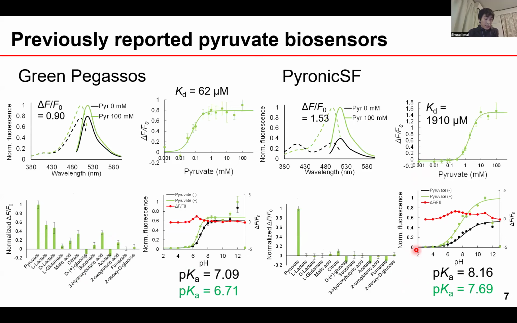Actually, two single FP-based green pyruvate biosensors called Green Pegasus and Pyronic SF had previously been reported, and we also characterized their performance and directly compared them with Green Pi 1. As a result, their fluorescence changes were much smaller, just ΔF/F0 of around one-fold, and their selectivity was lower. In addition, only a single variant with a fixed KD value was reported for each sensor, limiting their applications. So collectively, we believe that our Green Pi 1 series can be a strong alternative.